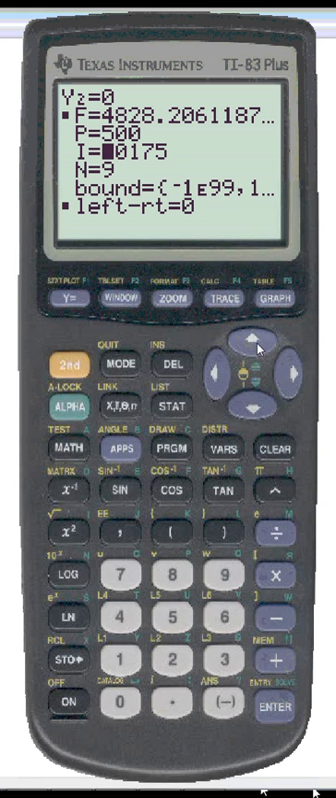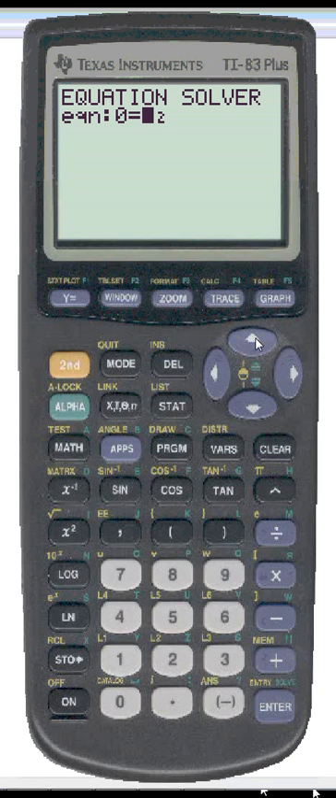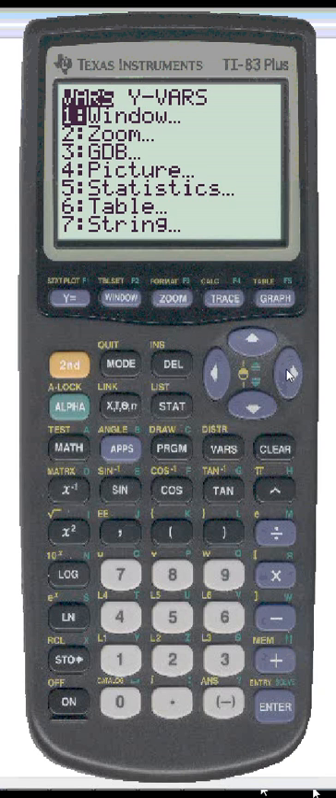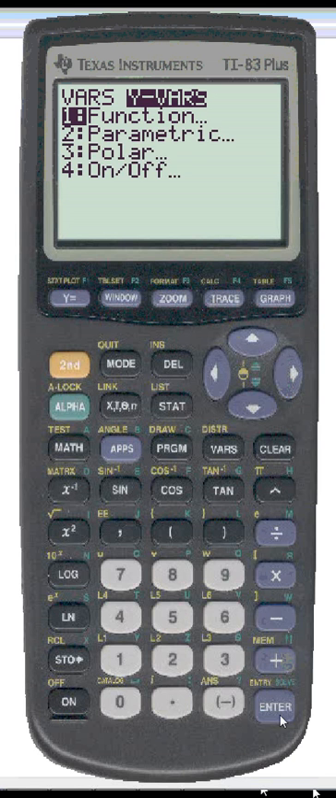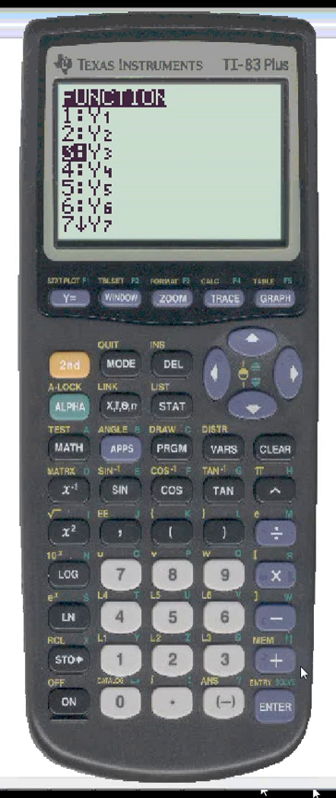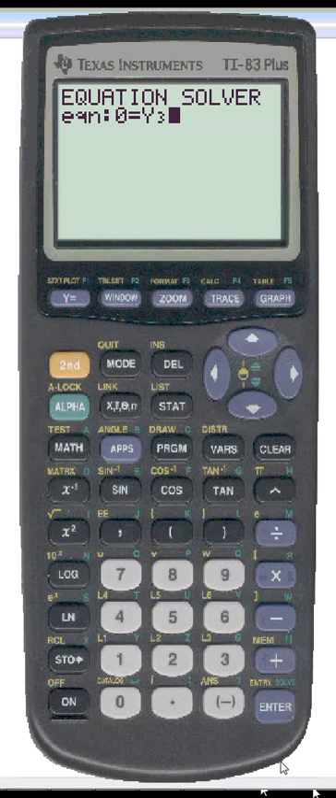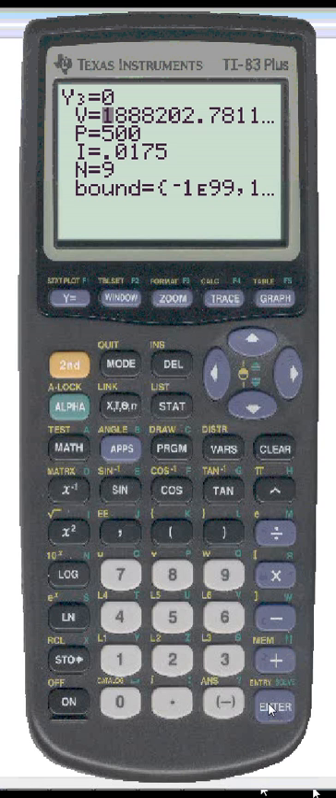If I want to use the present value equation, I just go back up to the equation solver, vars, y vars, hit enter for function, and go down and pick y3 as my equation. When I hit enter there, now I've got my y3 equation. So let's say I wanted to pay off a $10,000 loan.